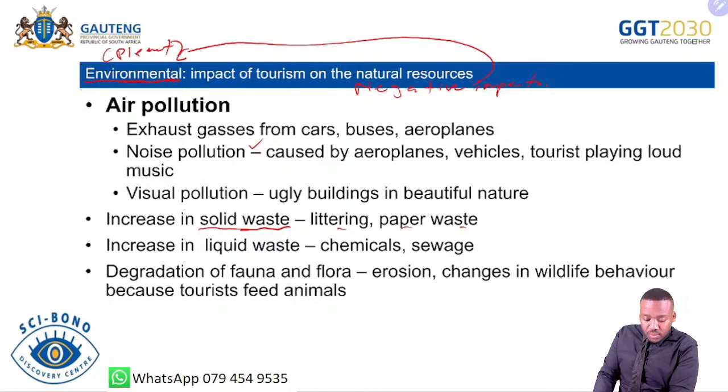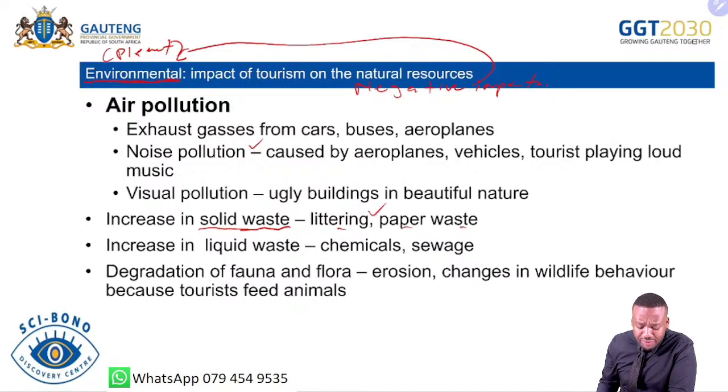What do you mean by that? Remember, they need to cook breakfast in the morning. They need to prepare lunch. They need to prepare dinner. So that is an increase in solid waste, right? That is due to tourism. Littering again, right?